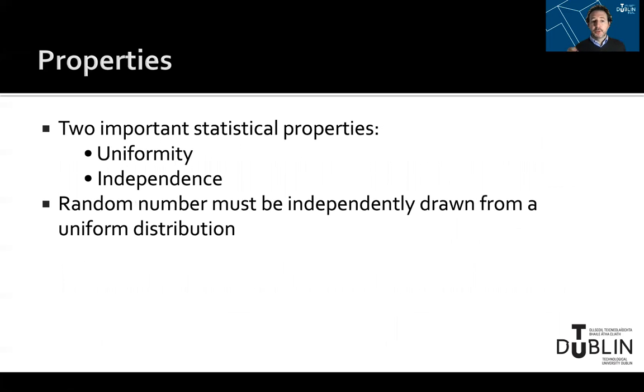So we need two properties. One, that it's uniform, that any number can be chosen randomly, and that the previous number looks independent of the previous one. Random numbers must be independently drawn from a uniform distribution. So if I say choose numbers randomly between 0 and 10, you can't just keep saying 7, 7, 7, 7. All the numbers should be chosen.